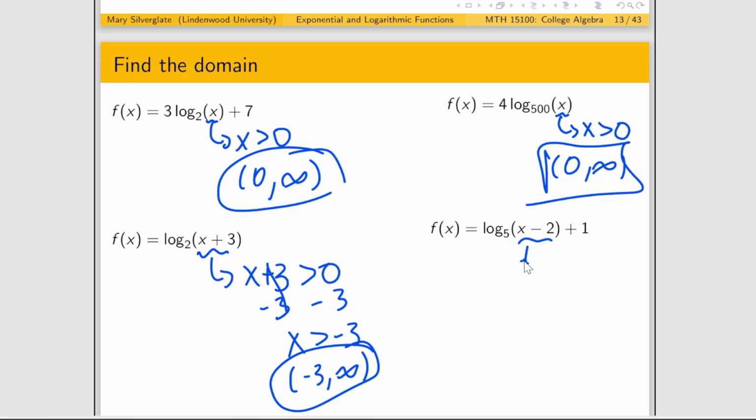Same deal here. I want to set up a little inequality. So x minus 2 has to be bigger than 0. Undo subtracting 2 by adding 2 on both sides. X better be bigger than 2. So from 2 to infinity is the domain on that log.